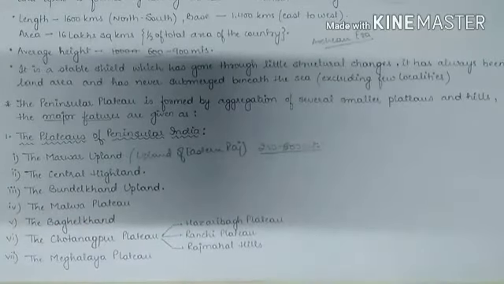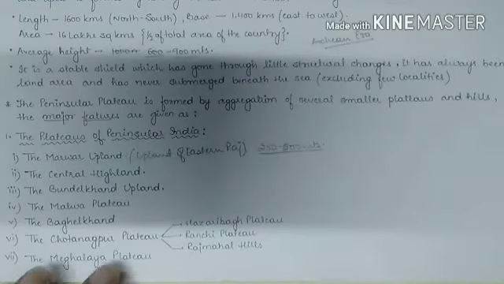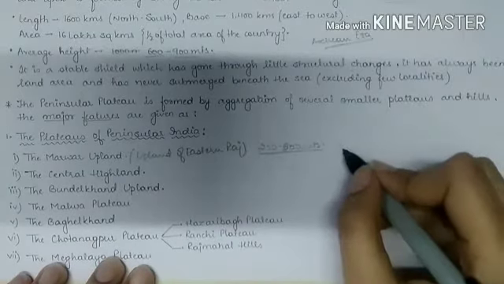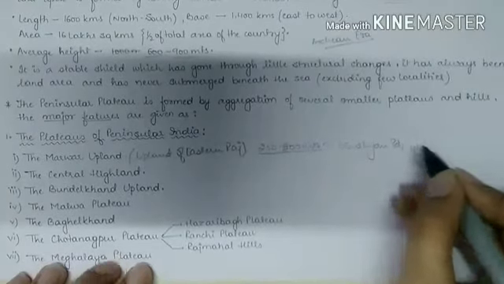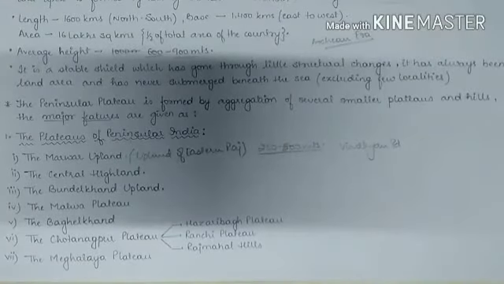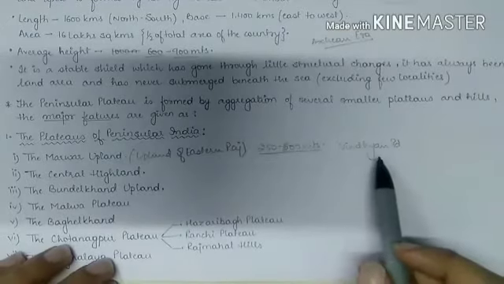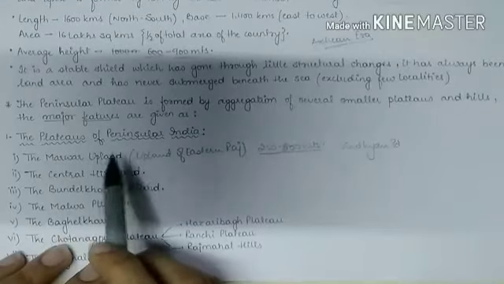The slope develops towards the east side. This plateau is basically made up of sandstone, shales and limestone, and all three belong to the Vindhyan period. So the sandstone, shales and limestone of the Vindhyan period form the Marwar upland.